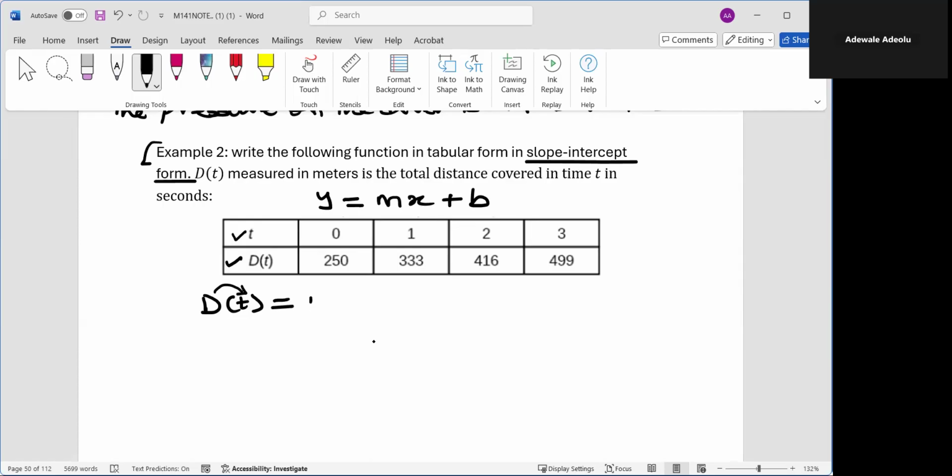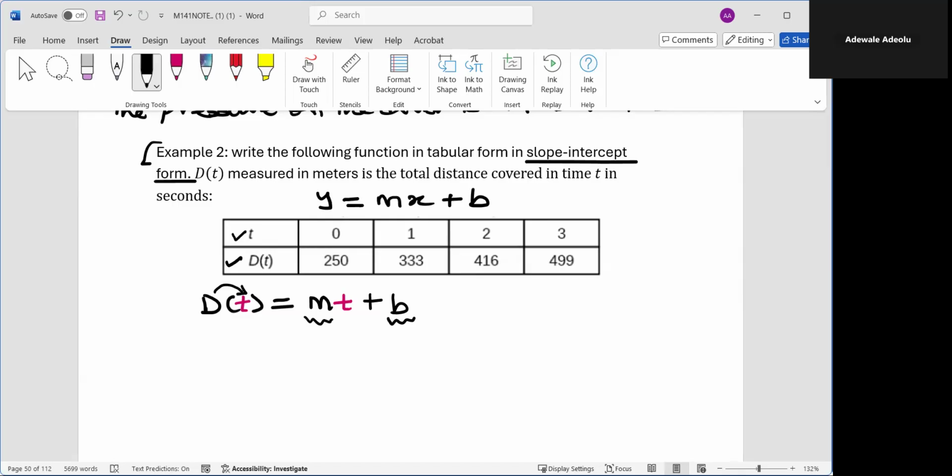Okay, d of t is, and the input is t. So d of t is mt plus b. Now, what do we need to find? We need to find the slope, and we need to find the intercept, right? Now, how do we find the slope?